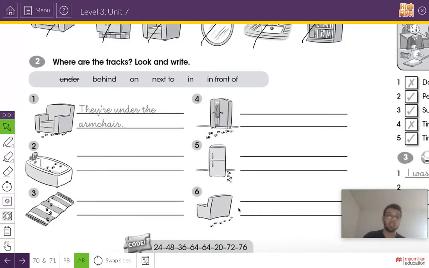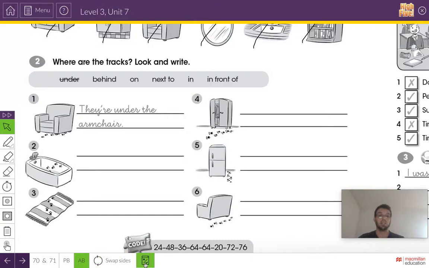Now, here, do you remember the prepositions? Under, behind, on, next to, in front, and in. All right, so what we have to do is we have to make sentences for each of these pictures, okay? And we have to say, where are the tracks? See the tracks? So here, right, this is the armchair. So the tracks, we say, they are under the armchair, okay? Under the armchair. All right.